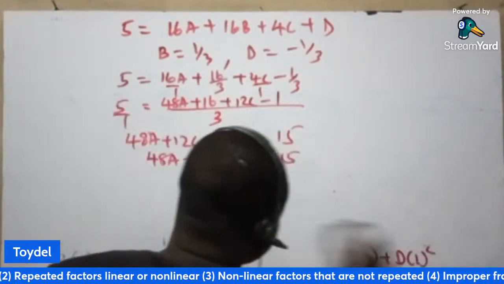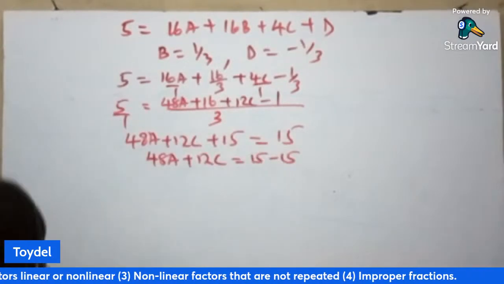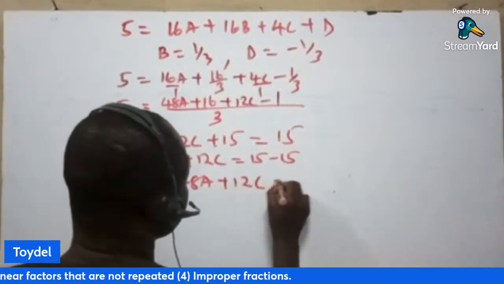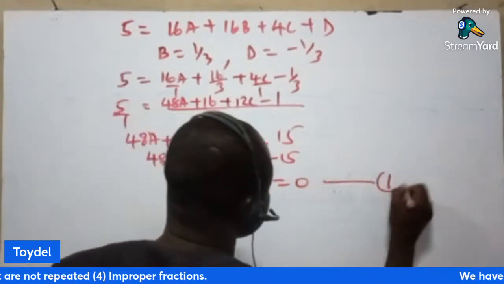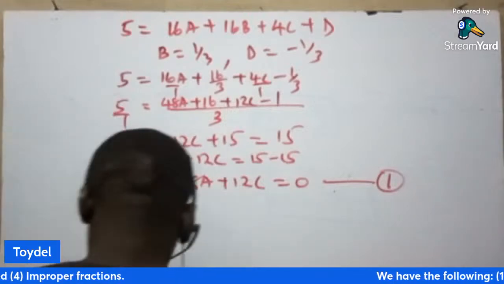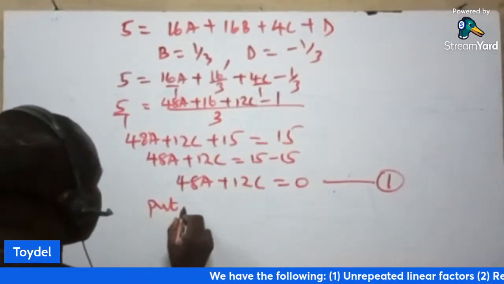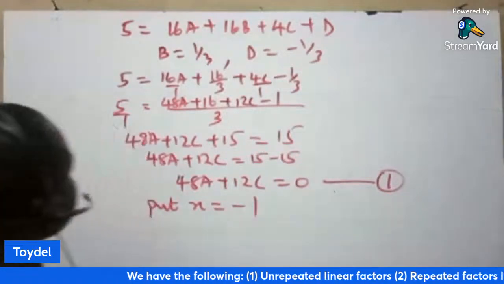So from there, I'm going to get 48a plus 12c equal to 0. I can call that equation 1. So we can also put x equal to minus 1.